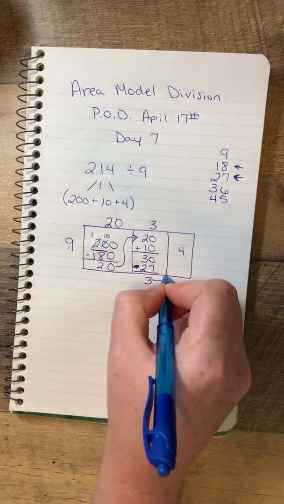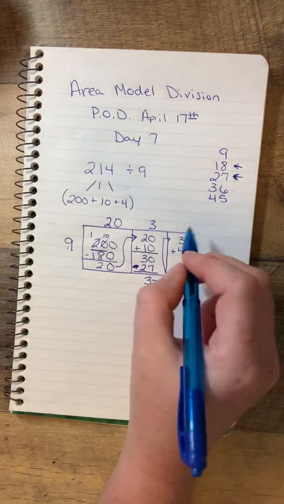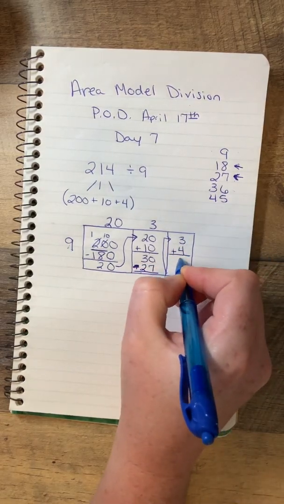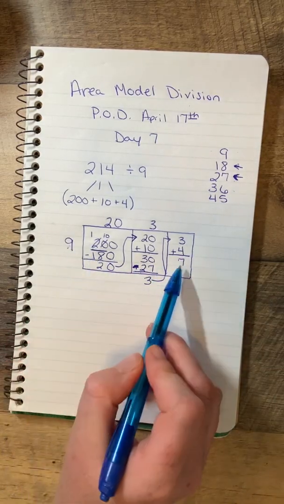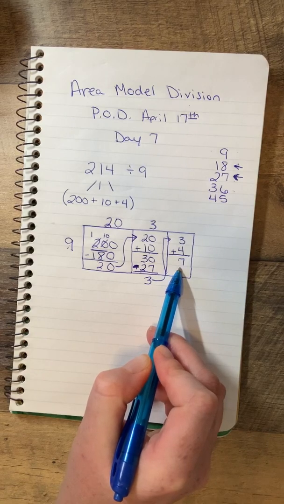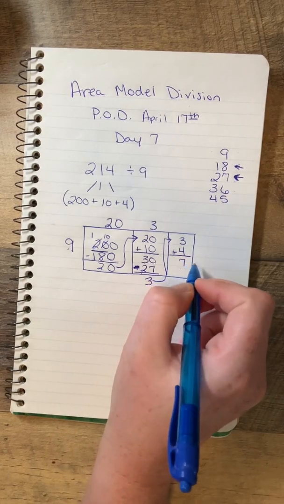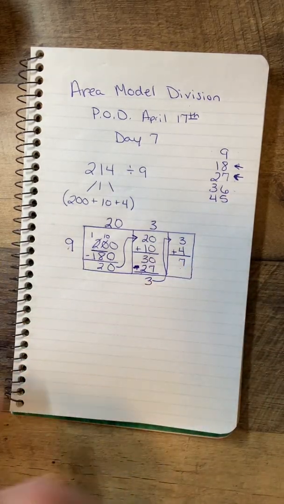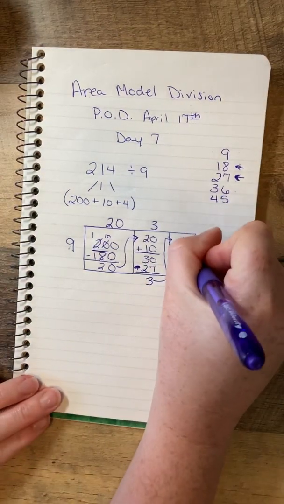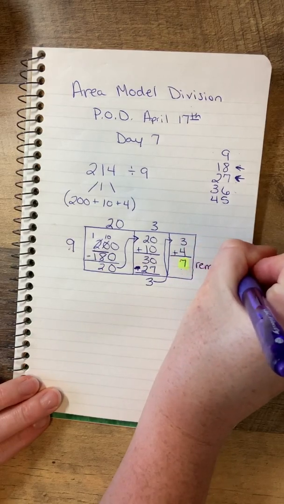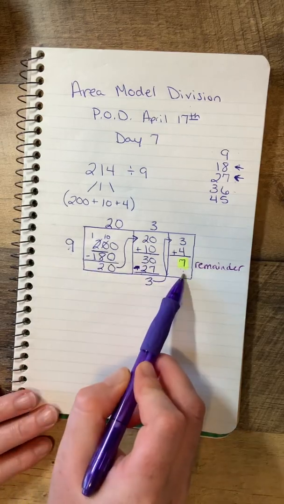That 3 has to be regrouped and brought over here and added to the next column. 3 plus 4 is 7. Now, I don't have any more columns, so I have to ask myself, can 9 go into 7? No, it can't. So since 9 cannot go into 7, this becomes my remainder. This is what's left over because it is less than 9. 9 cannot go into 7.